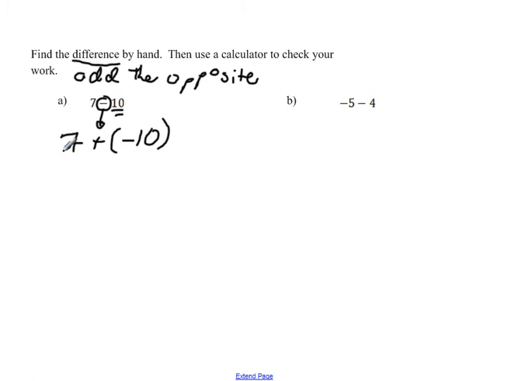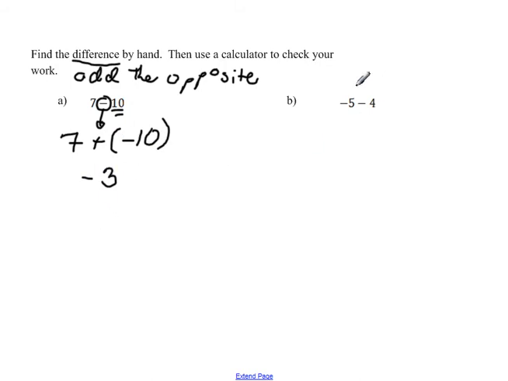So now we can use what we know from the last section, that if I'm adding two numbers that have different signs, I need their difference. So 7 plus negative 10, the difference between 7 and 10 is 3. And I keep the sign of the number with the larger absolute value with it, which in this case is 10. So the negative 10 has a larger absolute value, so my final answer will be negative 3.